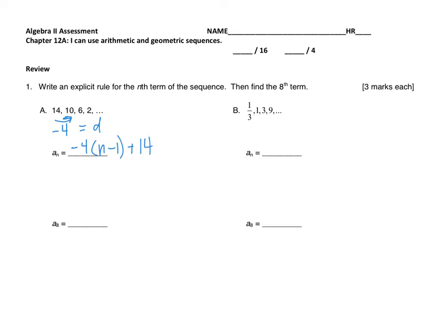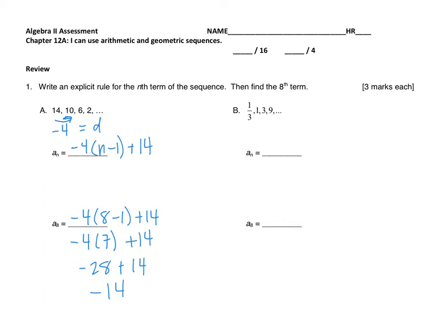Now for the 8th term, we're going to do negative 4 times 8 minus 1 plus 14. So negative 4 times 7 plus 14. So negative 4 times 7 is negative 28, plus 14, negative 14.